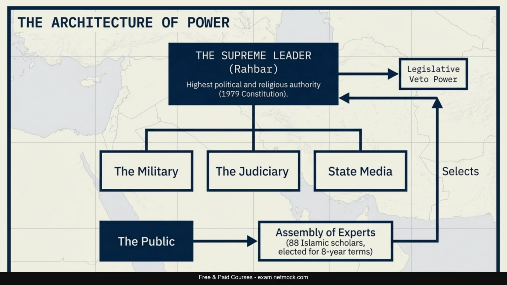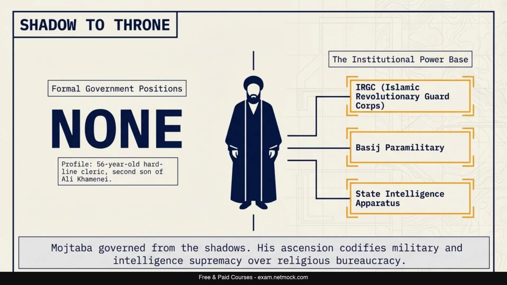Iran's power architecture centers on the supreme leader, the Rahbar, the highest political and religious authority under the 1979 constitution. The supreme leader controls the military, judiciary, state media, and holds legislative veto power. The Assembly of Experts, 88 Islamic scholars elected for 8-year terms, selects the supreme leader. The public elects the assembly, which selects the leader. A layered theocratic structure.